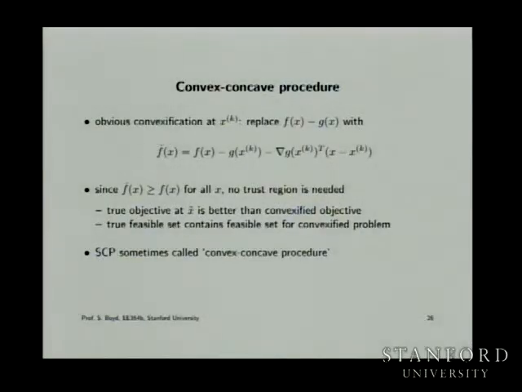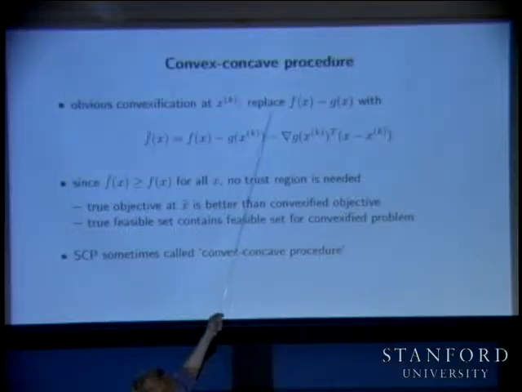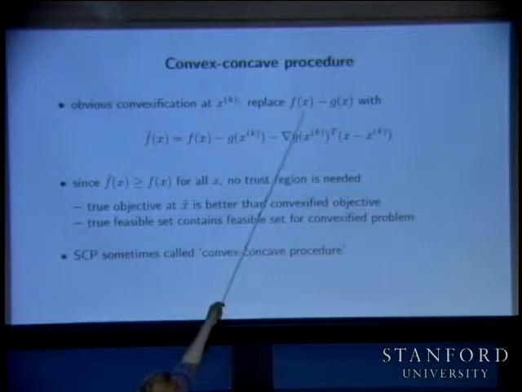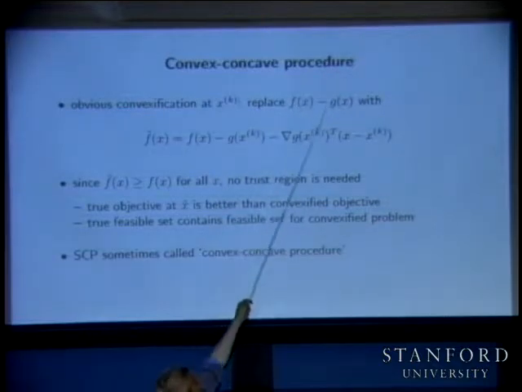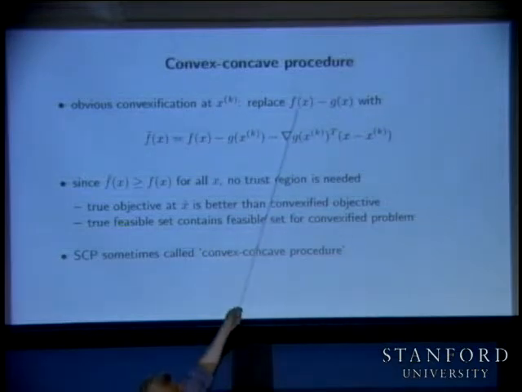Okay. So there's a very obvious convexification of a function that's a difference of convex functions. It goes like this. If I ask you to approximate f of x minus g of x with a convex function, we just do a little thought experiment. If I came up to you and I said, please approximate f by a convex function, what would your approximation be?